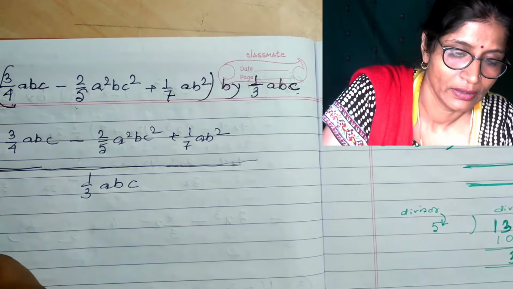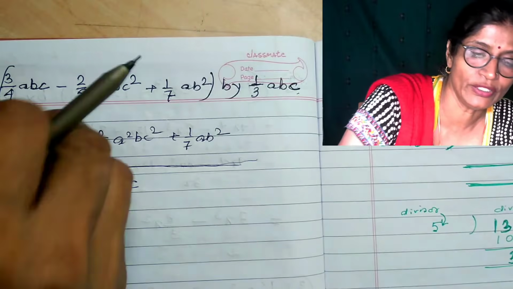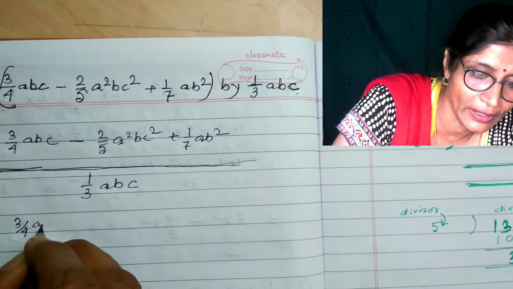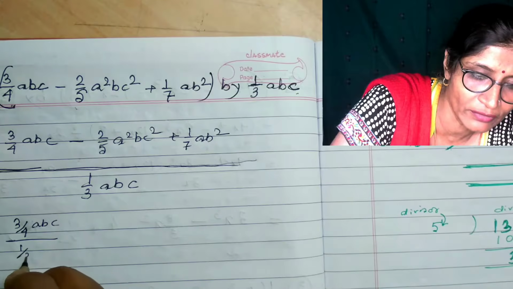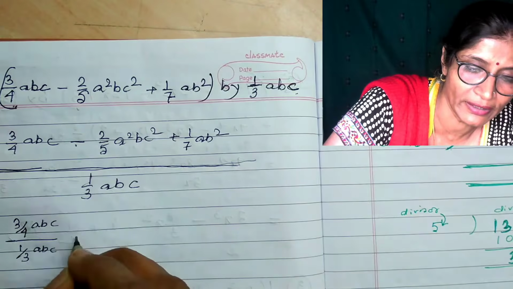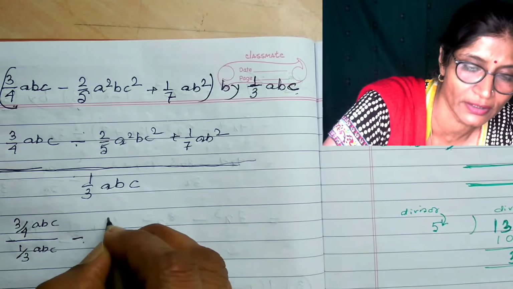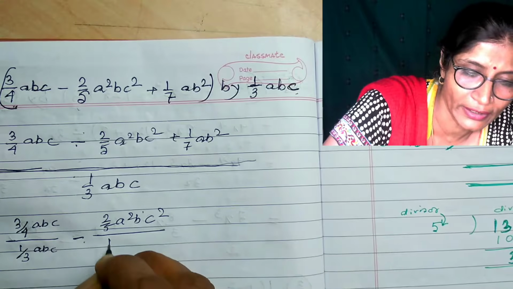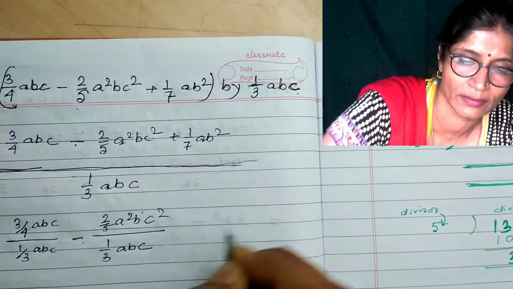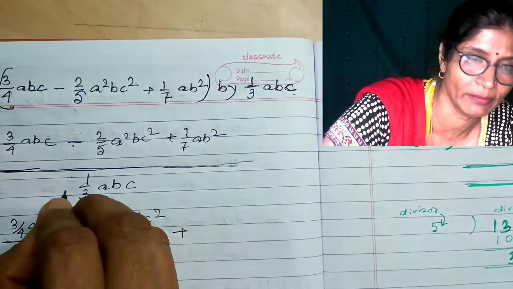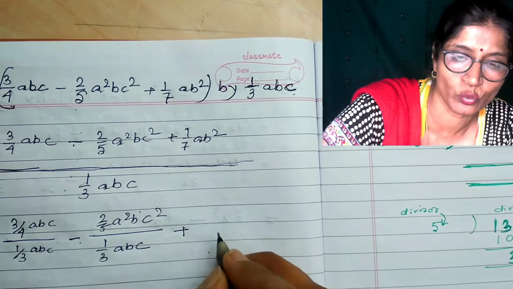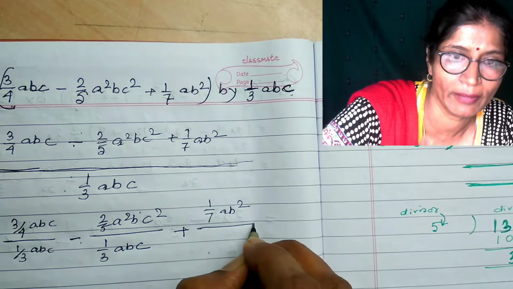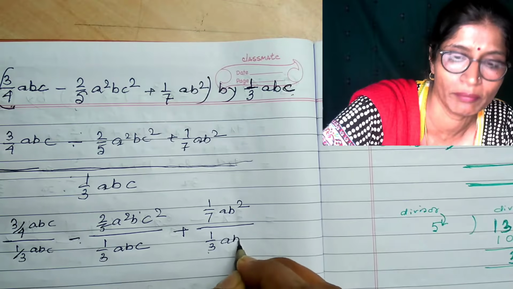Okay, that is equal to, now individual terms. So it means actually it is 3 by 4 ABC divided by 1 by 3 ABC. Then this minus sign, because minus plus will be minus here. So 2 by 5 A square B C square divided by 1 by 3 ABC, plus, plus divided by plus is plus. Then that is 1 by 7 AB square divided by 1 by 3 ABC.